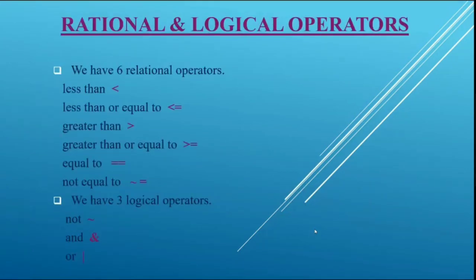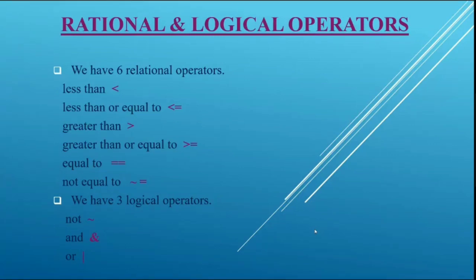Okay. Now I'm moving into the relational and logical operators. We have six relational operators: less than, greater than, less than or equal to, greater than or equal to, equal to, and not equal to. In MATLAB, whenever we use these six relational operators, we get the output as Boolean, like 1 for true and 0 for false. Now we have three logical operators: not, and, or.